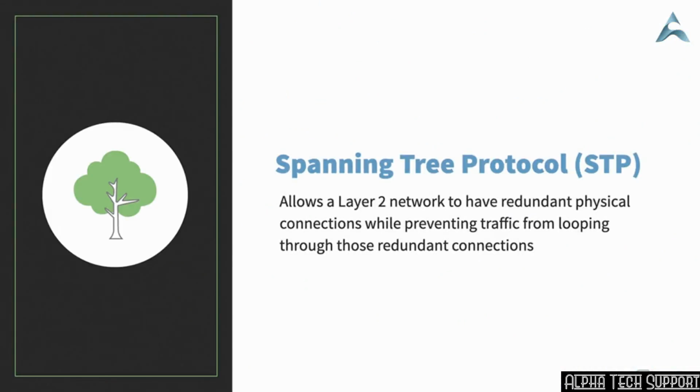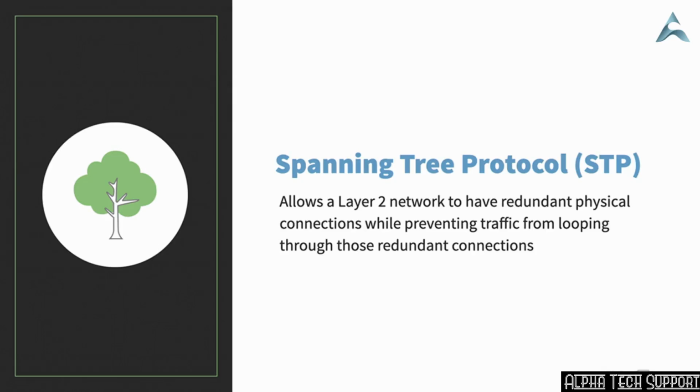We want redundancy. We want to have physically a looped topology. So if one connection goes down, another connection can take over. But logically, we don't want a loop. We want to logically have a loop-free topology, and that's what we get with a protocol called Spanning Tree Protocol, or STP.